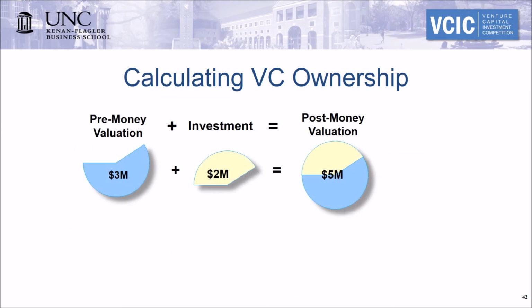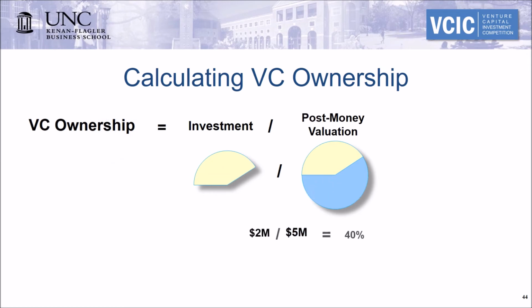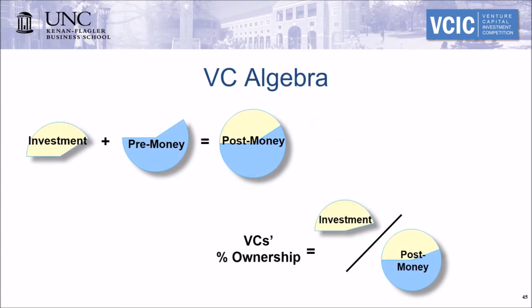All we really need to determine VC ownership is the negotiated investment amount and the negotiated pre-money valuation. We add those two together to get the post-money, and then we take the investment and divide it by the post-money for the VC ownership. The algebra here is easy. The challenge at VCIC is doing this in your head while you're on the hot seat in partner meetings or negotiations or due diligence sessions.